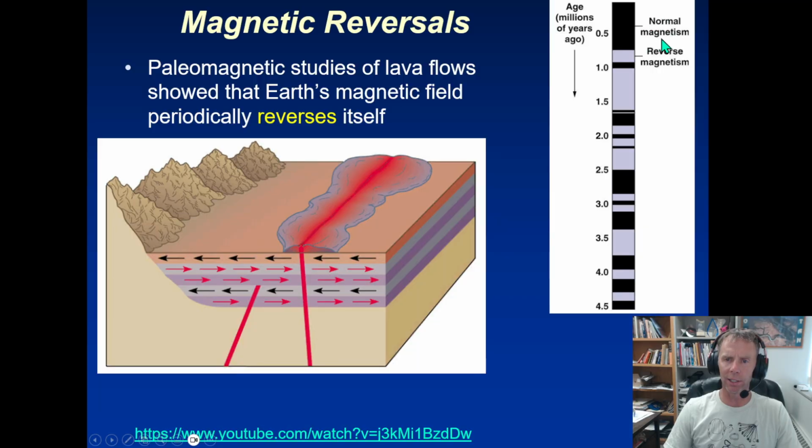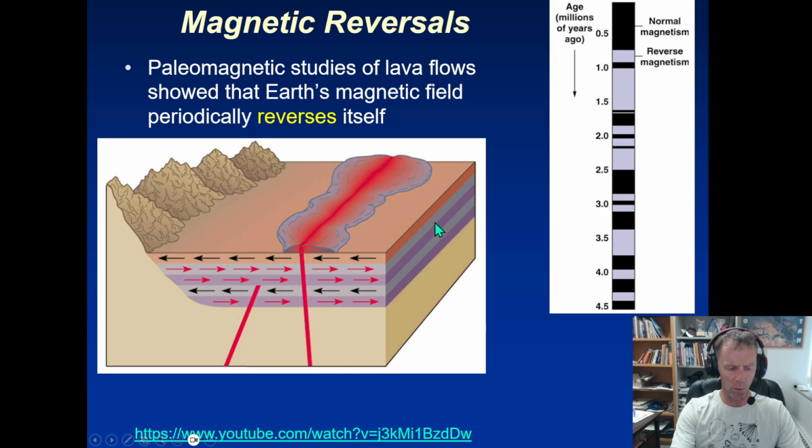So normal magnetism is what we call North Pole magnetism: taking your compass out and your compass points north. Reverse magnetism would be taking your compass out and the compass pointing south. And so you can see that over time it's flip-flopped, but there's not a real clear cyclicity or pattern in terms of the time component involved here. All we know is that it flips, and it seems to flip quite quickly, within a few thousand years or so. So the time frame it takes for the magnetic pole to completely reverse itself seems to be fairly quick.